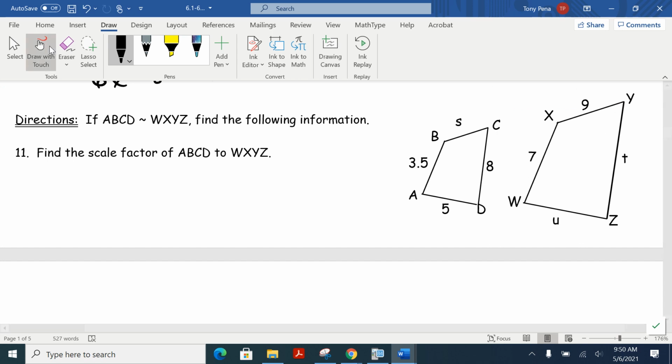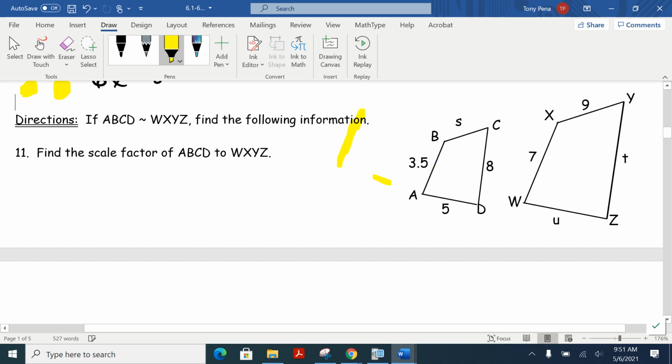All right, if you remember this symbol, remember how this meant similar? So quadrilateral ABCD is similar to WXYZ. And then it says find the scale factor. So recall, if A and B are next to each other, so here's AB, that corresponding, you see what this is?